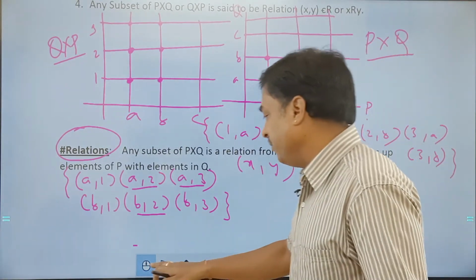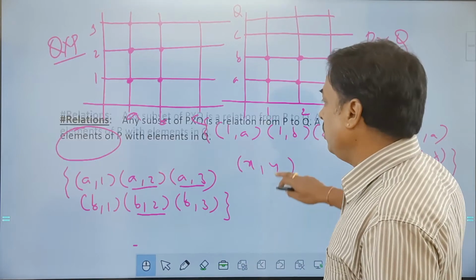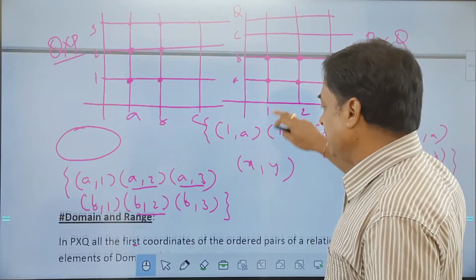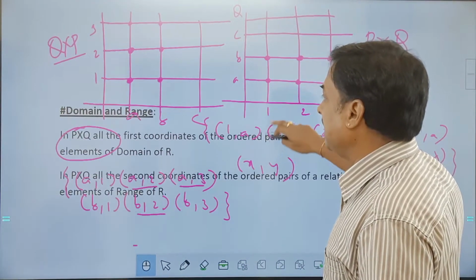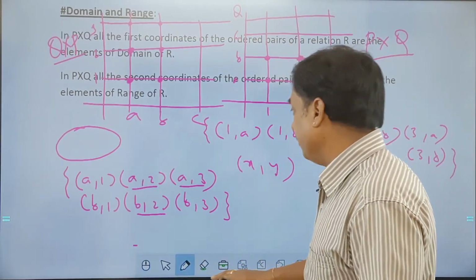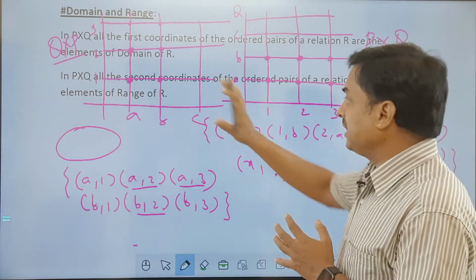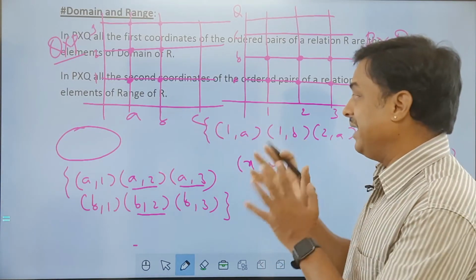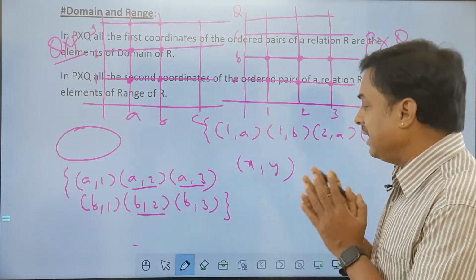Okay, that's an important definition. Now let us move on to the next part here, which is domain and range, very important words from here onwards for everyone. Now what is domain and range? Keeping the same thing, listen all of you very carefully. What is domain and range?